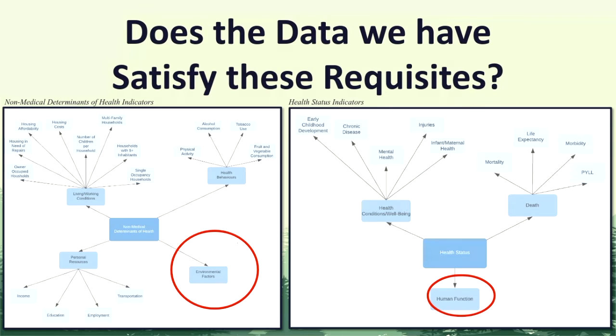So now I had to determine if the data available to us would work in this framework, and I did this by building diagrams again. So the figure on the left shows the non-medical determinants of health indicators, and as you'll notice, there is a lack of indicators for environmental factors, and this is obviously a substantial gap that would need to be addressed. The figure on the right shows health status indicators. Again, there's a gap, this time with the human function domain. Fortunately, Statistics Canada collects data on this, so it wouldn't be too hard to incorporate.